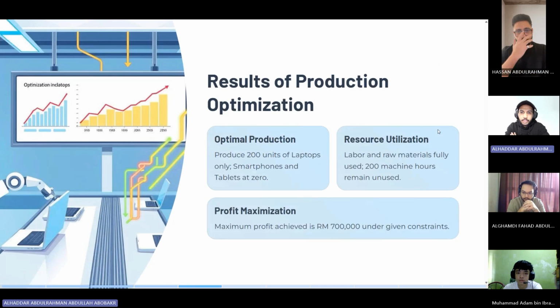Result of production optimization. Optimal production: produce 200 units of laptops only, with smartphones and tablets at zero. Resource utilization: labor and raw materials are fully used, while 200 machine hours remain unused. Profit maximization: the maximum profit achieved is 700,000 RM under the given constraints.